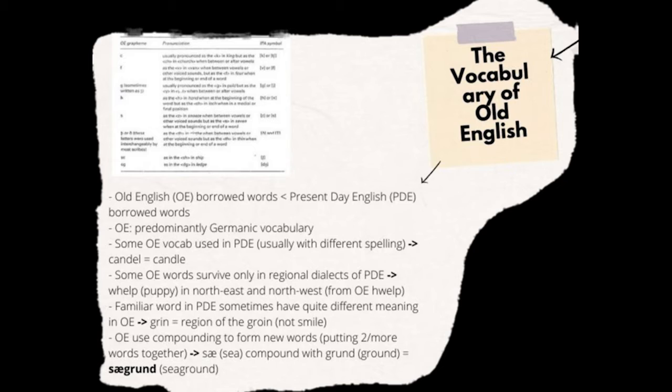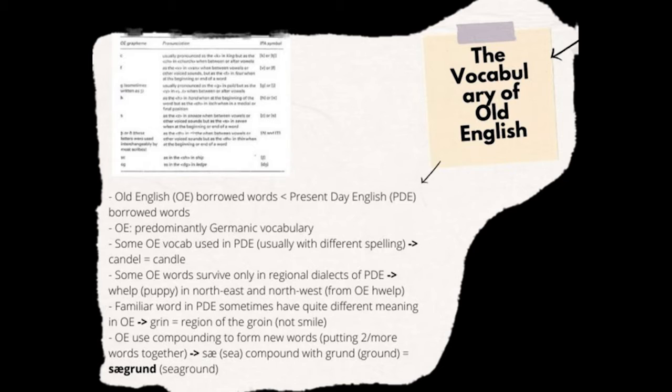Some of the Old English words are still used in present-day English, even if the modern spellings are sometimes slightly different. For example, candle. It has a different spelling from the one used in present-day English, with the spelling candel instead of candle. Another example is the word gold that we also use in present-day English. Those are examples of words that we are familiar with.